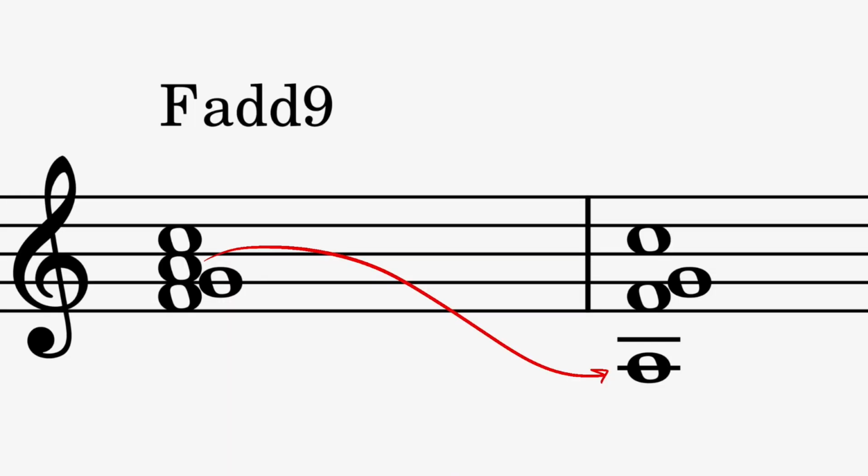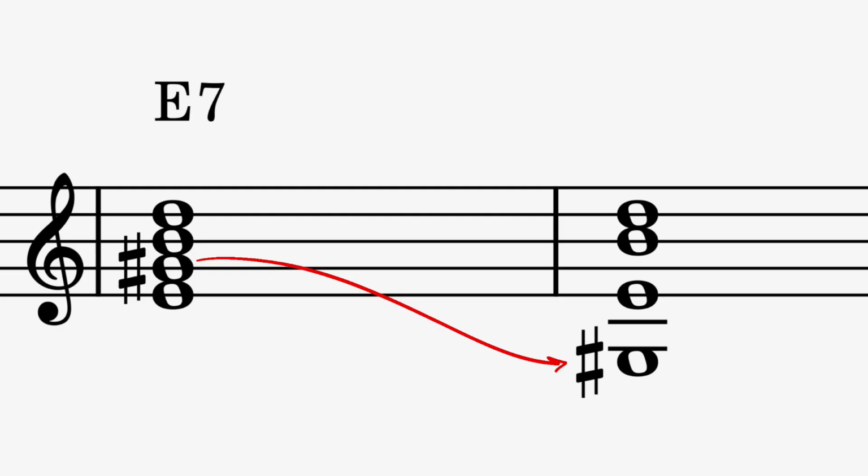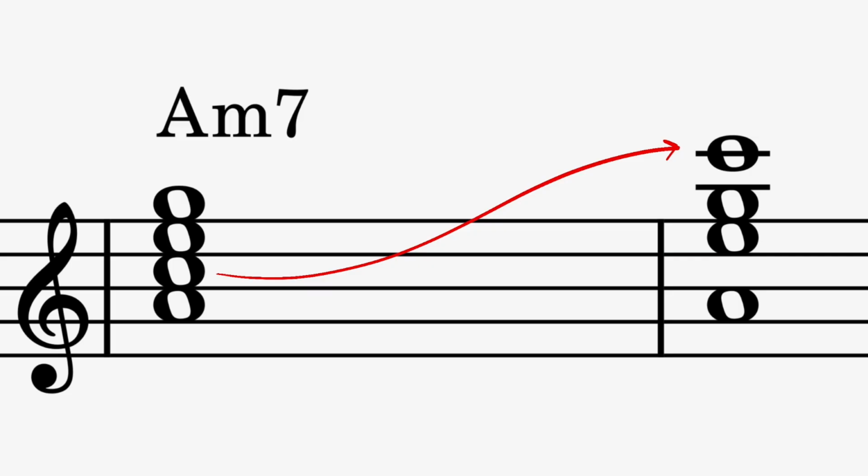If we had an F add 9, we could do our drop 2 technique and take our A and drop it down an octave to get this. This E dominant 7 chord can have our drop 3 technique, moving our G sharp down an octave to get this. And then if we extend upwards in this A minor 7, we can grab that C and move it up an octave to get this.